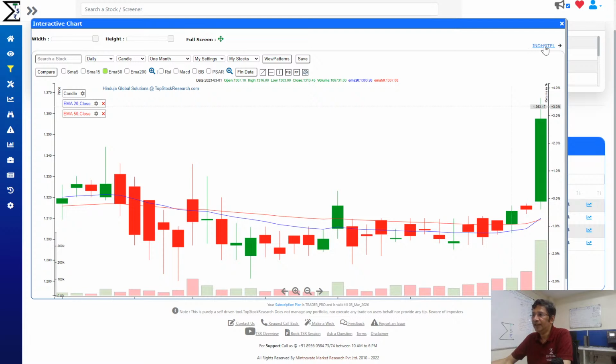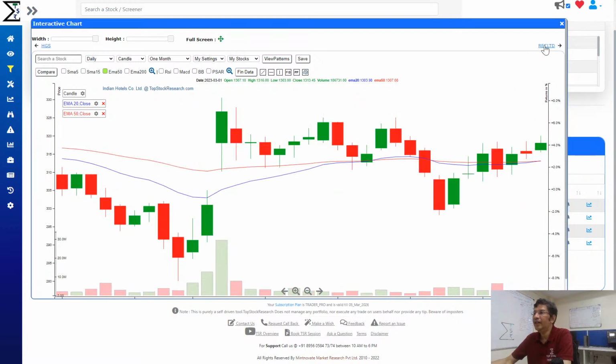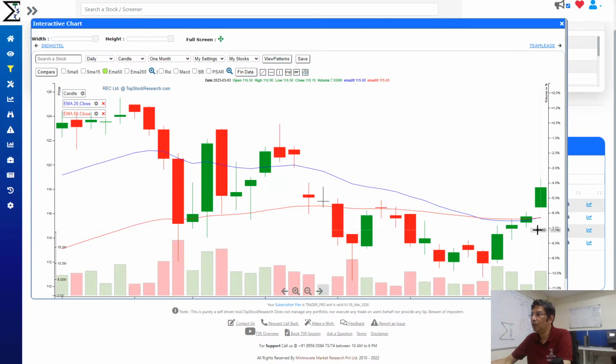The next here is Indian Hotels, where the moving average is crossing over, again with a small gap up. The third one is this one, again with a good gap up. So you'll see a lot of gap ups here or a big candle. One of the prime reasons is that the market performed exceedingly well in the last trading session. That's why you'll see a lot of green candles, good volumes, and so on and so forth.